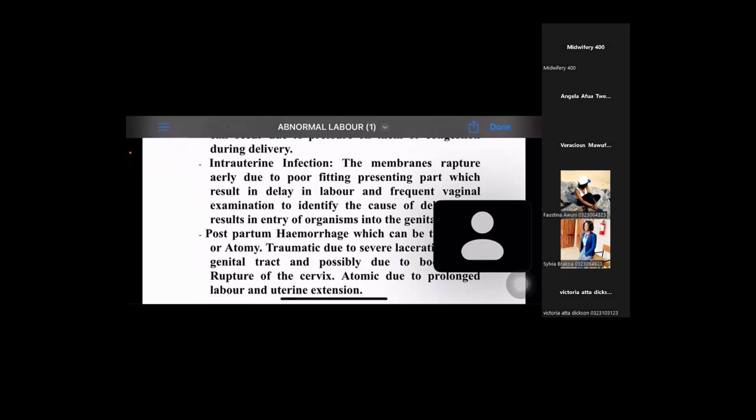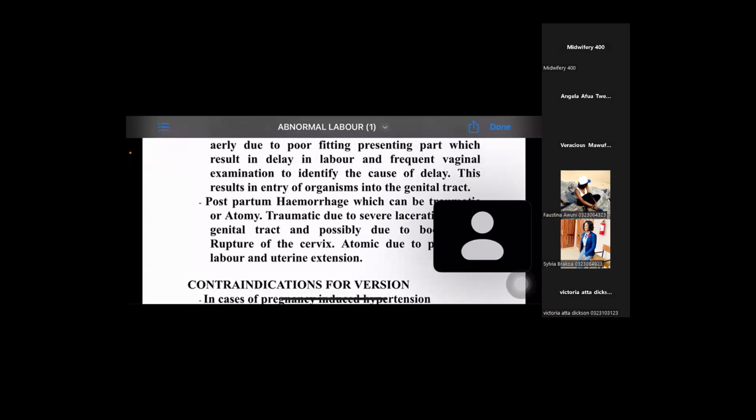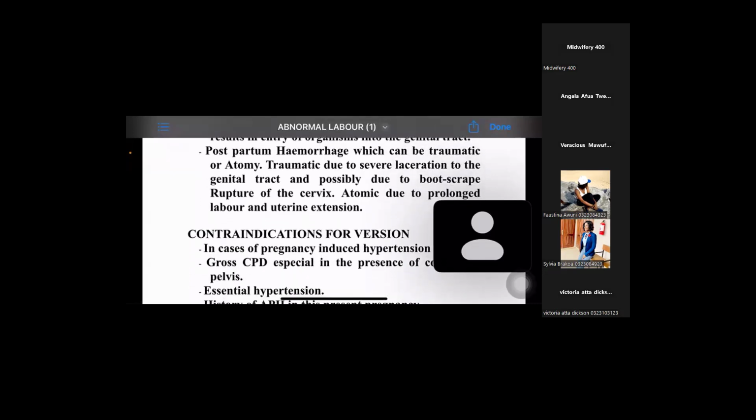The membranes rupture early due to poor fitting presenting part, which results in delay in labor and frequent vaginal examination to identify the cause of delay. This results in entry of organisms into the genital tract. And another point is postpartum hemorrhage, which can be traumatic or atonic. Traumatic due to severe lacerations to the genital tract and possibly rupture of the cervix. Atonic due to chronic, prolonged labor and uterine exhaustion.